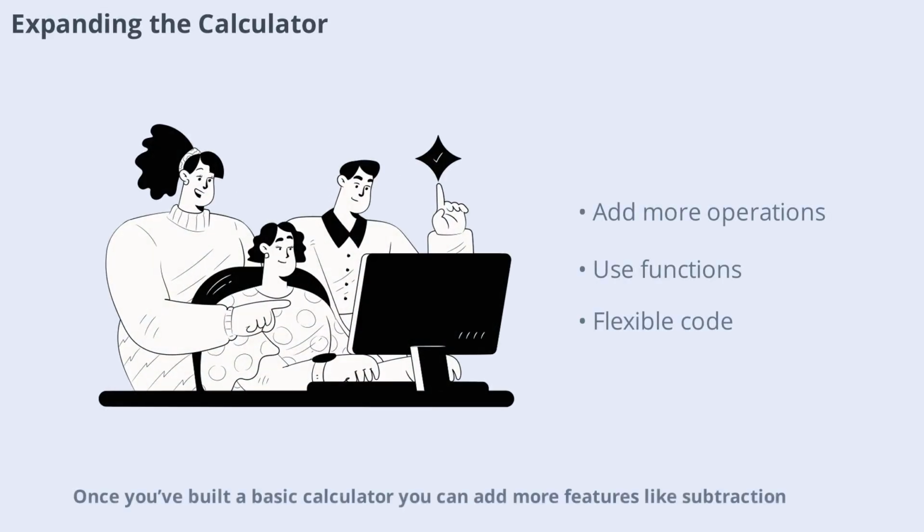Once you've built a basic calculator, you can add more features like subtraction, multiplication, and division. This is a great way to practice using if statements and functions. By expanding your program, you'll learn how to handle different user choices and make your code more flexible. In this scene, we'll show you how to add new operations and organize your code for better readability.